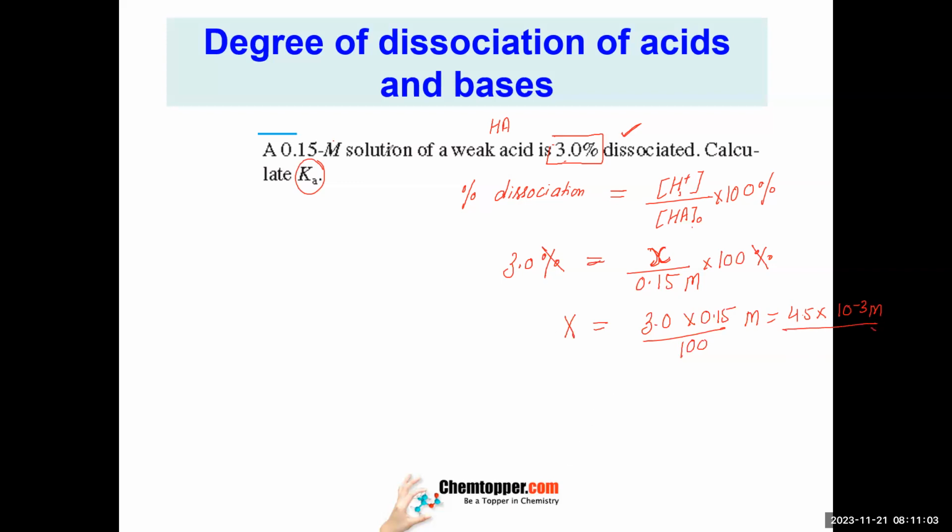Two significant figures because this number also has two sig fig. This number also has two sig fig. Answer will be in two significant figures. Now we want to know Ka. To know Ka, I have to write down the equation. HA, aqueous, undergoing dissociation. Yusuf and Sami, can you type yes here?